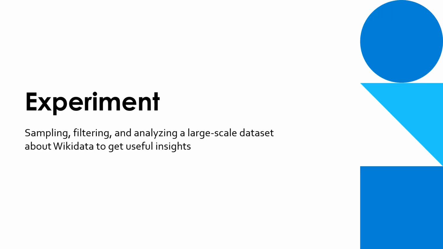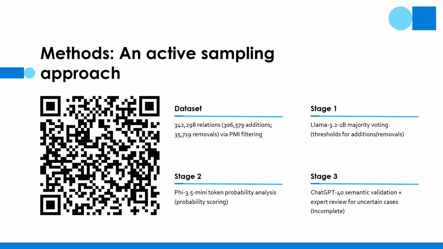So now we'll just do a brief experiment to show how these small language models can be useful for the Wikimedia community. In fact, what we have done is that we have a large database of Wikidata relations to be added and to be removed. This database has been curated using information retrieval methods. You can actually access it through this QR code.